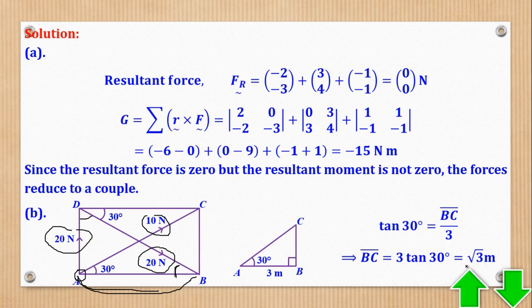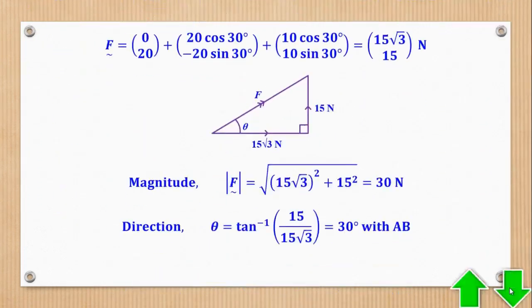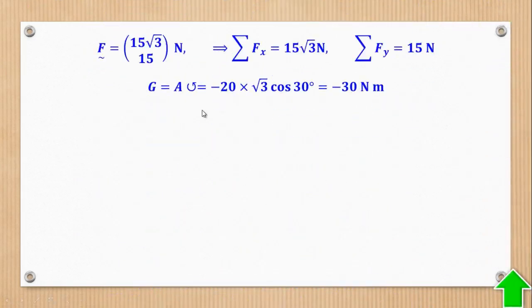But the good thing here is that what I've got is distance BC, meaning I'm going to use AD, which is equal to BC. So it is negative 20 times root 3 times cos 30. You can either use cos 30 or sine 60, and it's okay. They give the same answer. So why is it negative? It is negative because it is in the clockwise direction.